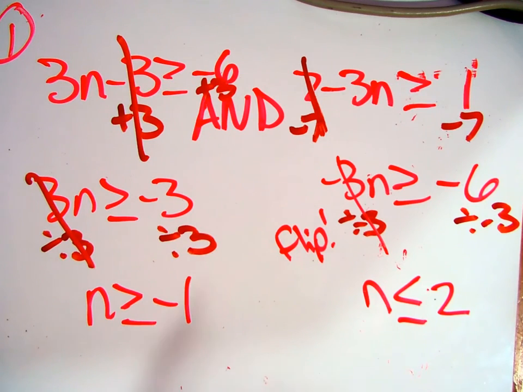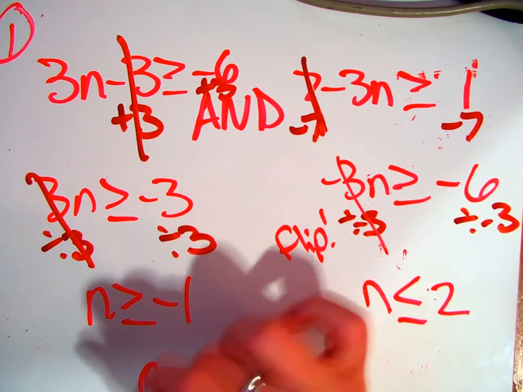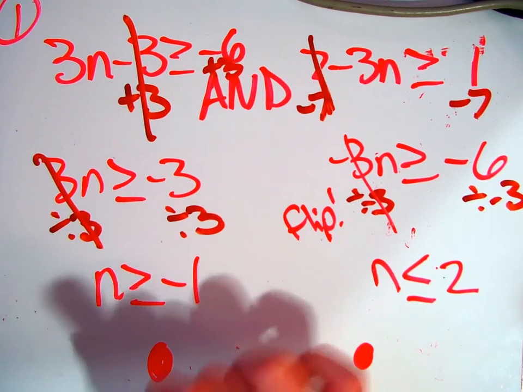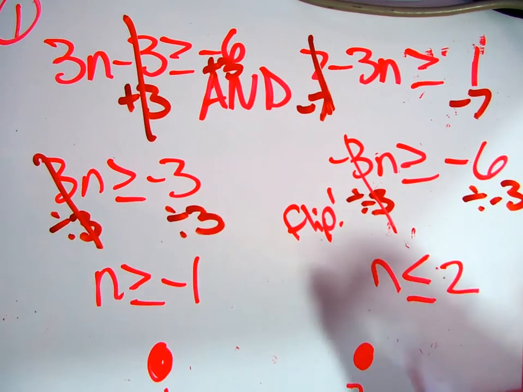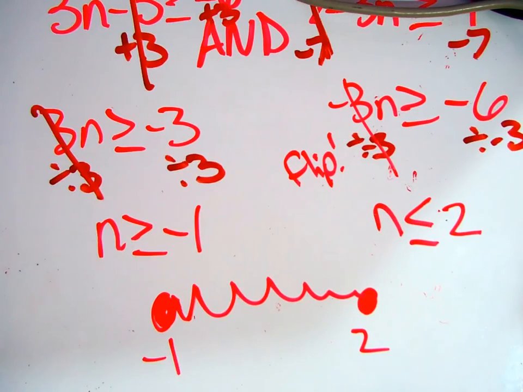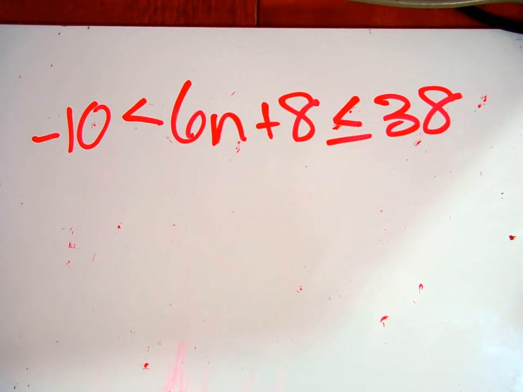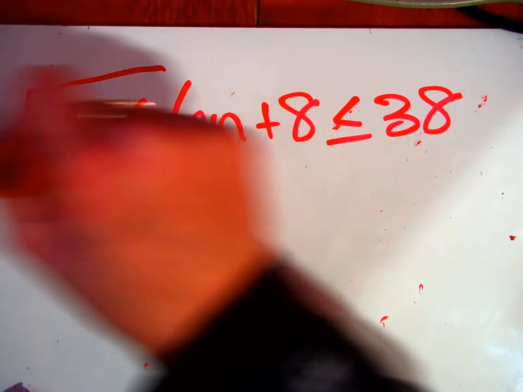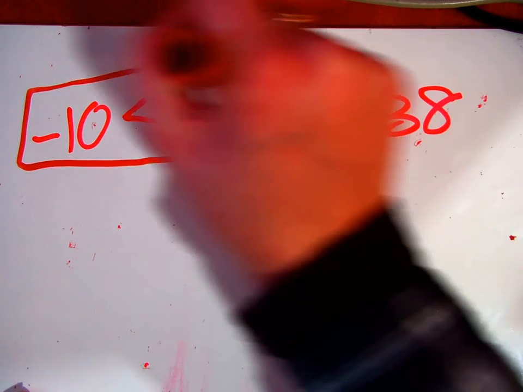Alright, graphing time. So when I graph, I'm going to have a closed circle on both ends. There will be a closed circle at negative 1, a closed circle at 2, and then I will just end up shading the space in between them. Okay, negative 10 is less than 6n plus 8 is less than or equal to 38. Believe it or not, this is actually also an AND inequality. It doesn't look like it because the word AND is not there. But when we break it down and solve it, it will turn out to be an AND inequality.